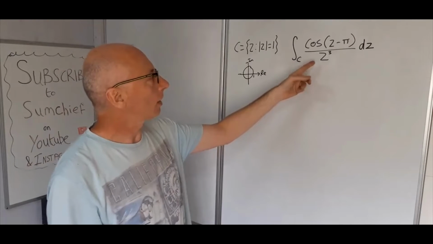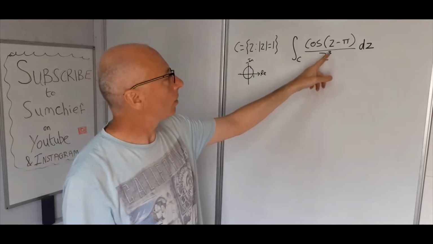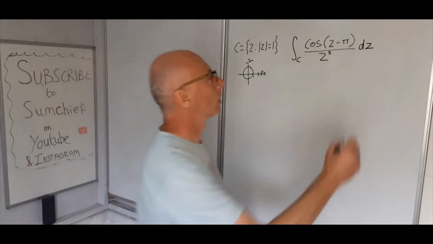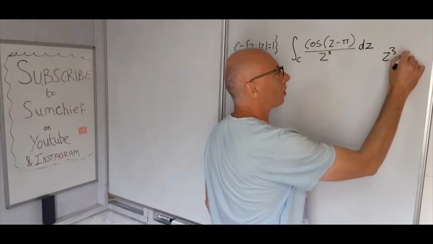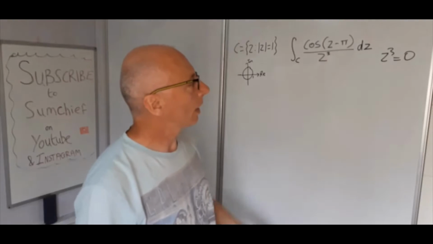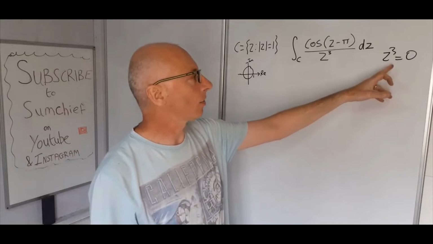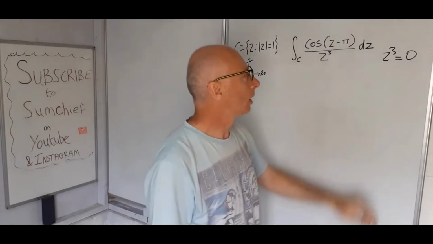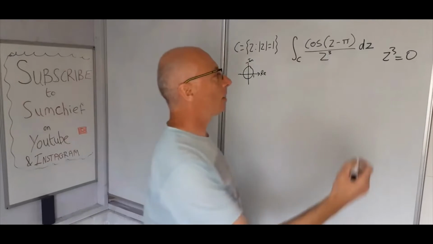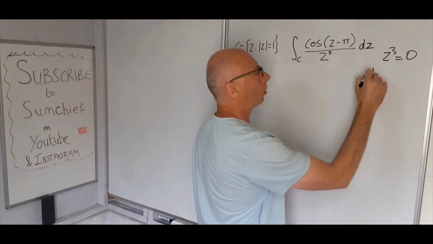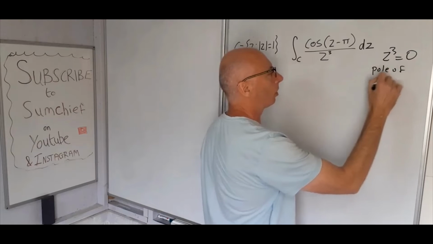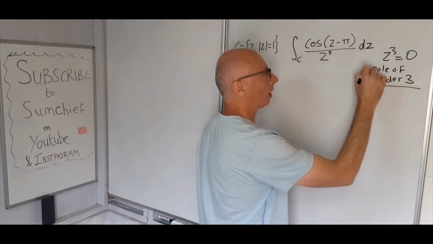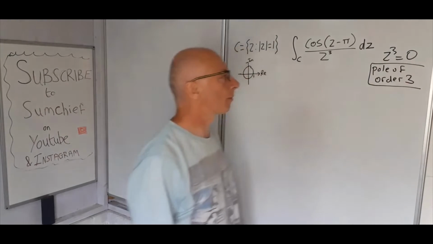We need to see that the singularities of this function here are when z equals 0. Obviously z cubed equals 0. Now just to be careful here, z cubed equals 0 actually has 3 solutions, of which they're all z equals 0. So what we can say is this is a pole of order 3. That's at z equals 0.